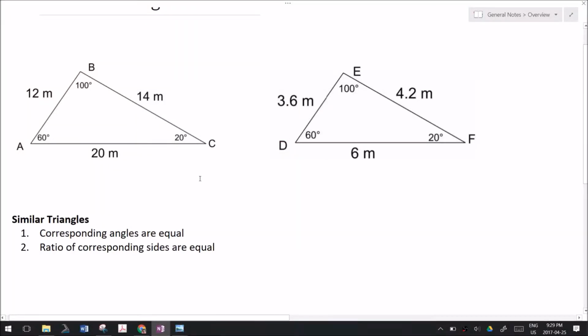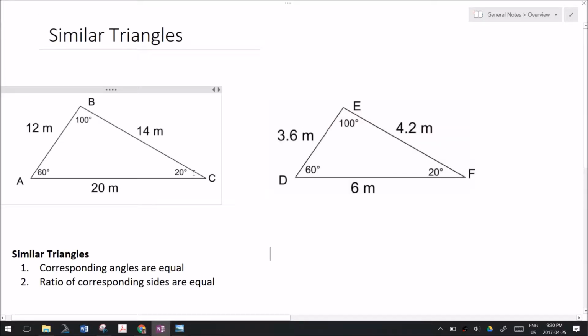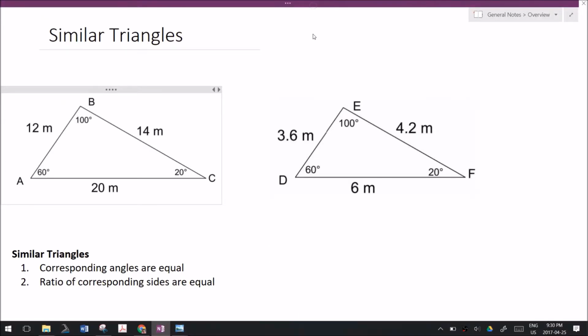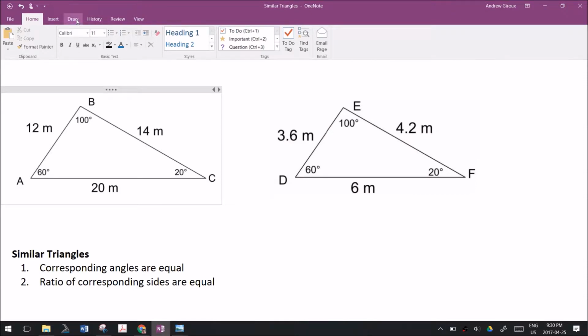This video is going to be about similar triangles, so we're going to review some of the things that we talked about last class, and just to solidify the idea of similar triangles, and then go on to some of the application problems that we haven't had a chance to get to yet. So a couple of things to remember about similar triangles.